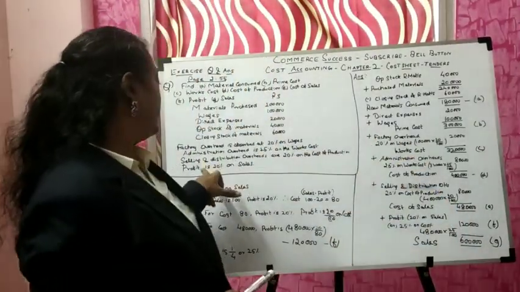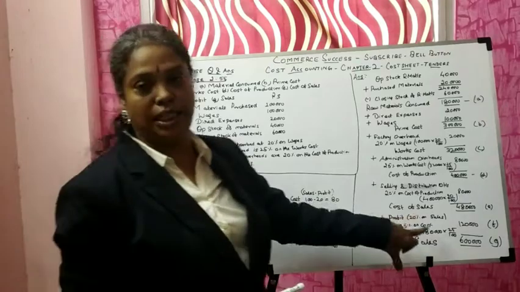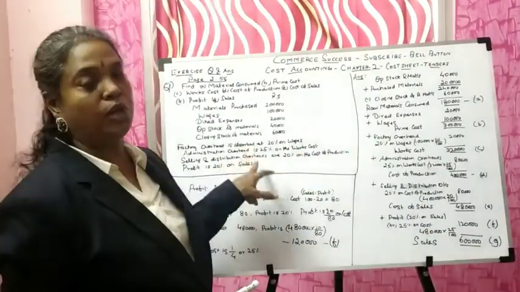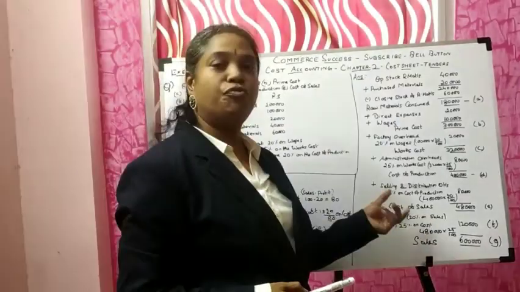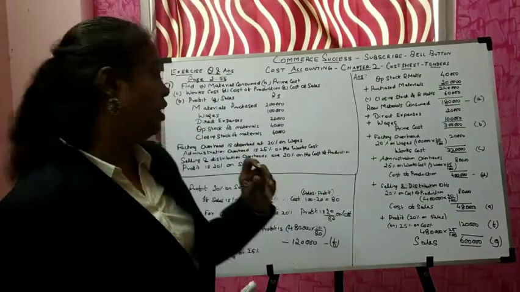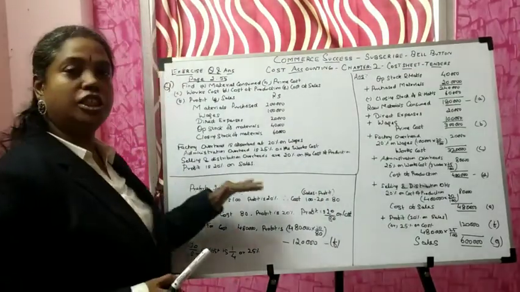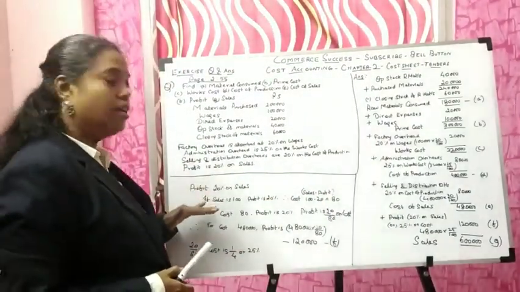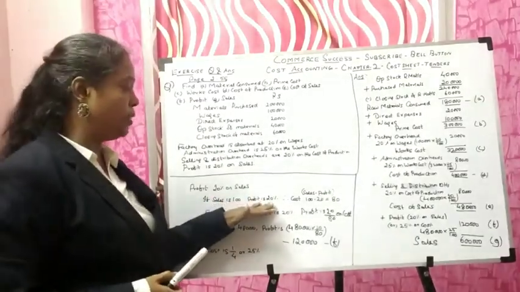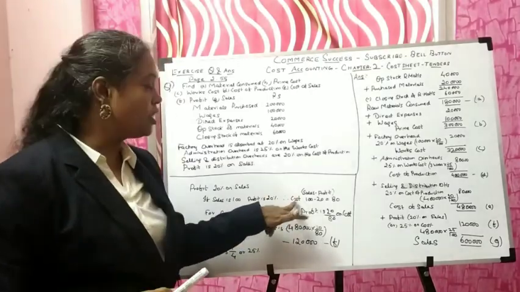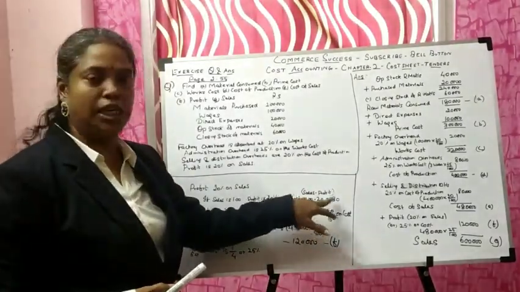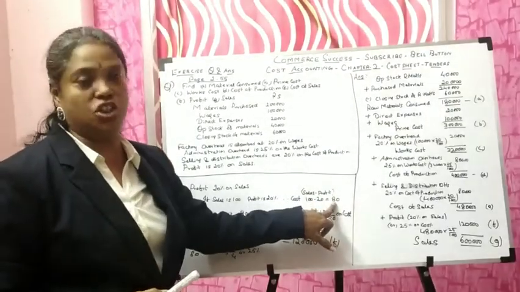Now the next part is profit is 20% on sales. See, we don't know what the sales is, but they have given the profit to be 20% on sales. So we know only the cost of sales, which is 4,80,000. So how do you find it out? You know profit is 20% on sales, that is given. So you assume sales to be 100. Therefore the profit is 20. So what is the cost? Cost is nothing but sales minus the profit, which is 100 minus 20, that is 80 is your cost.